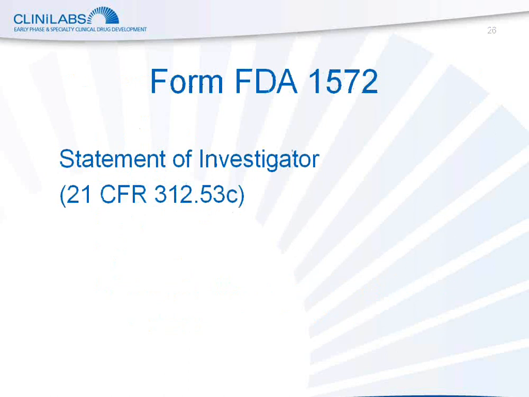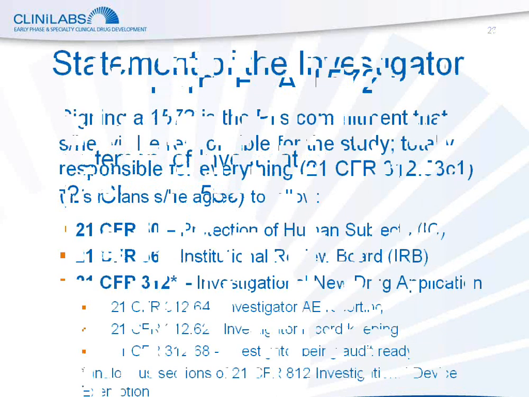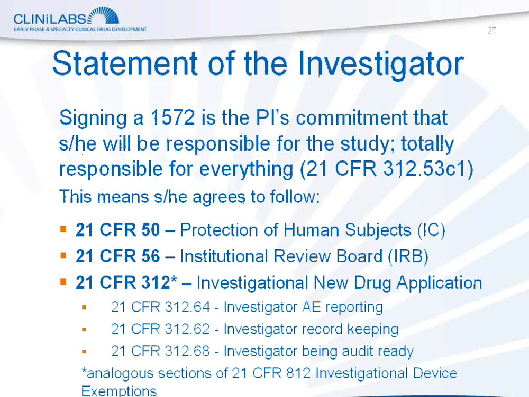Now I'm going to move into the second part, which hopefully will echo some of what the guidance highlighted. And this is the Form FDA 1572. It's also called the Statement of the Investigator. Signing this form, the 1572, is the PI's commitment that he or she is responsible for the study. That means everything to do with the study, and this is delineated in that CFR. And these are all the different CFR sections which talk about the protection of human subjects, the informed consent, the IRB, the IND, and all of the sections.